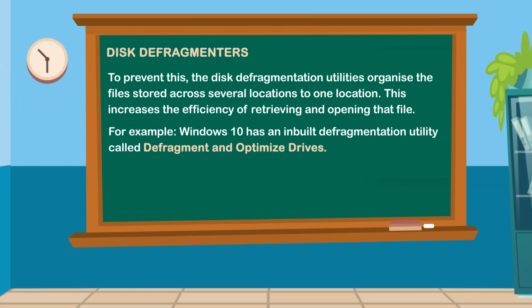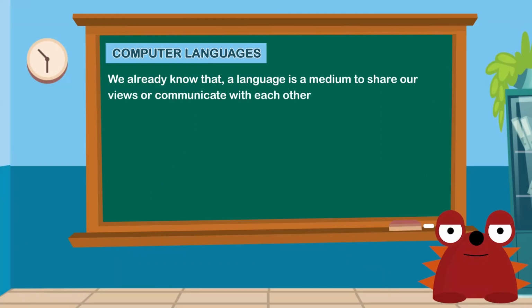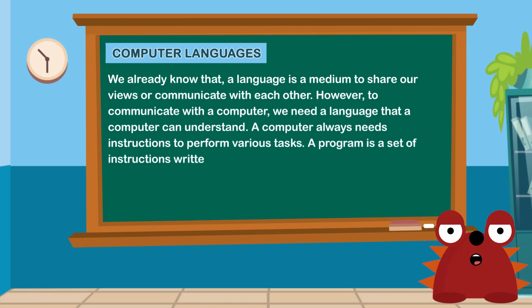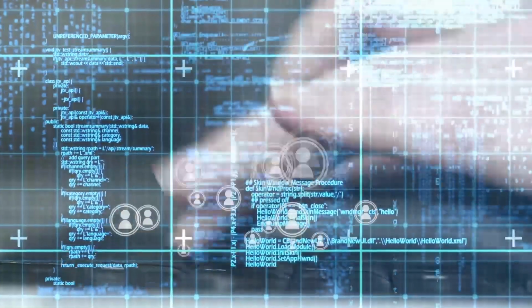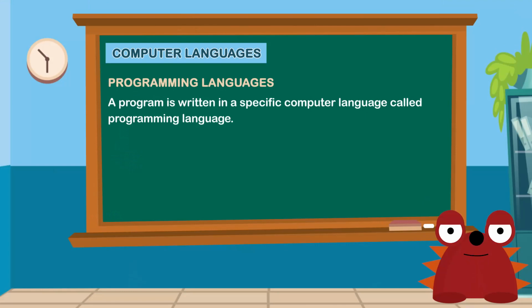Now students, let's learn in detail about computer languages. We know that a language is a medium to share our views or communicate with each other. However, to communicate with a computer, we need a language that a computer can understand. A computer always needs instructions to perform various tasks. A program is a set of instructions written in a computer language that tells a computer what to do, for which a programming language is used. When a program is written in a specific computer language, it is called programming language.